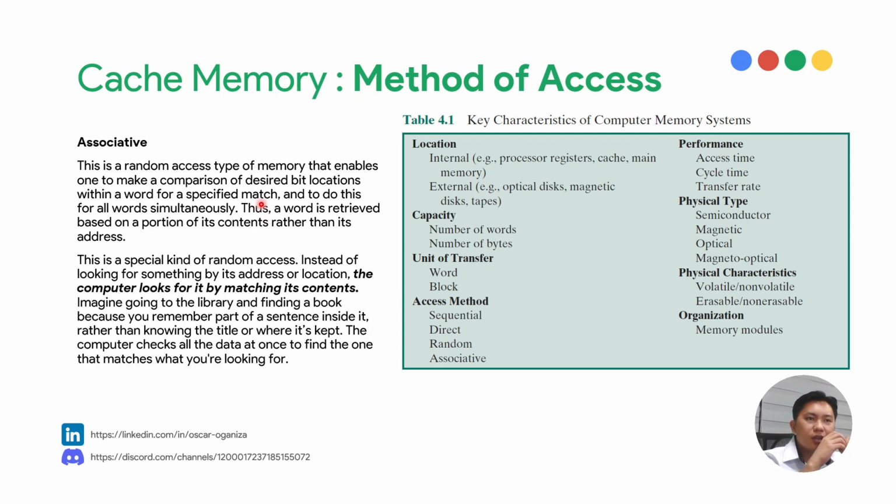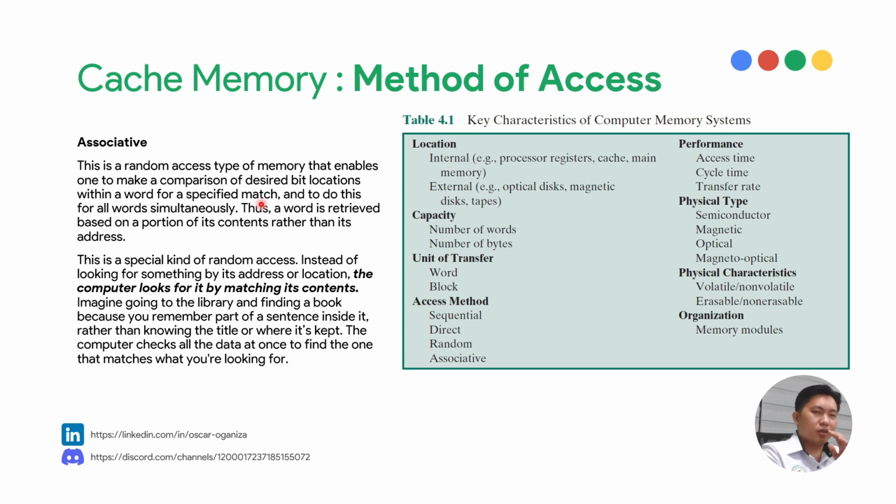The fourth one is the associative method of access. This is a random access type of memory that enables one to make a comparison of desired bit locations within a word for a specific match, and to do this for all words simultaneously. Thus, a word is retrieved based on a portion of its contents rather than its address. No? This is a special kind of random access. Instead of looking for something by its address or location, the computer looks for it by matching its contents. Imagine going to the library and finding a book because you remember part of a sentence inside it, rather than knowing the title or where it's kept. The computer checks all the data at once to find the one that matches what you're looking for.